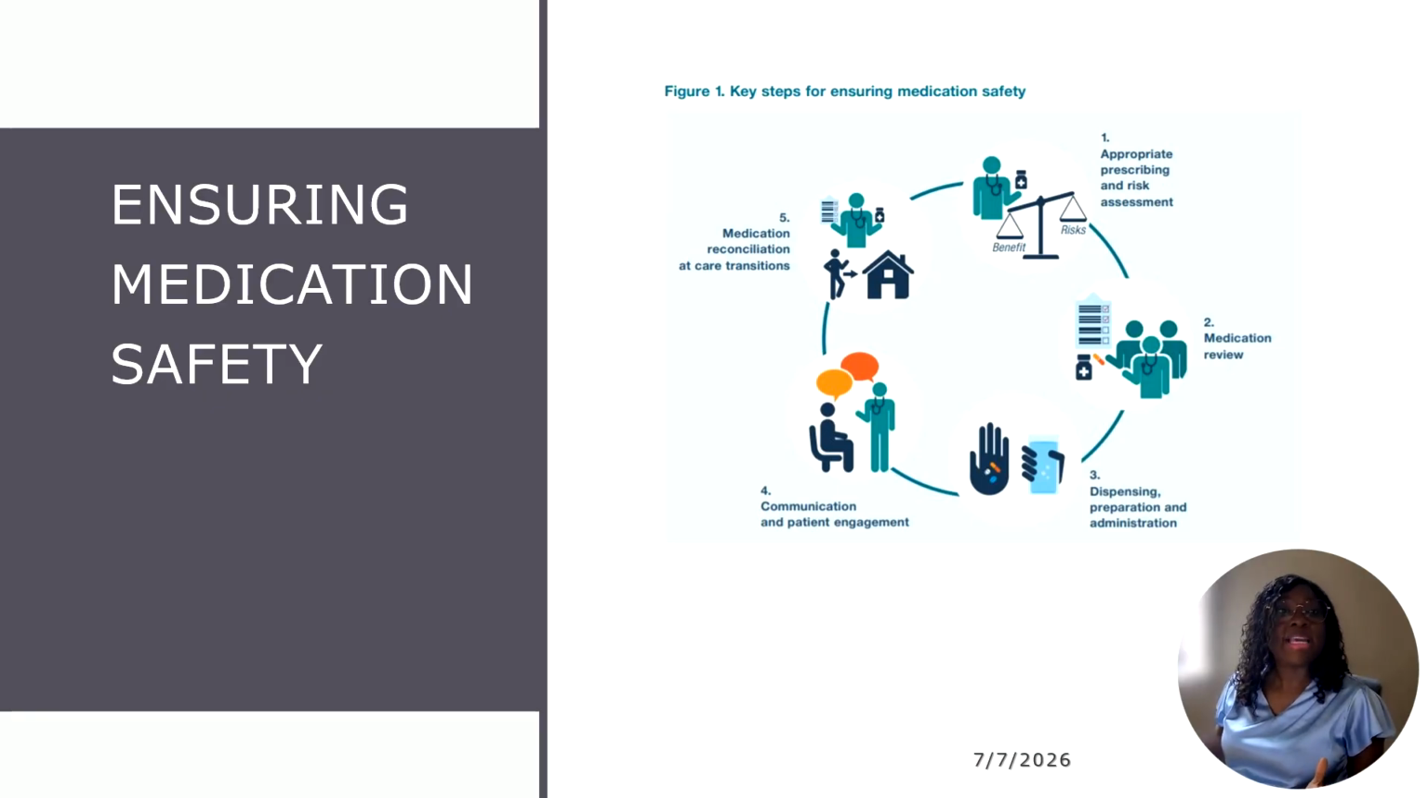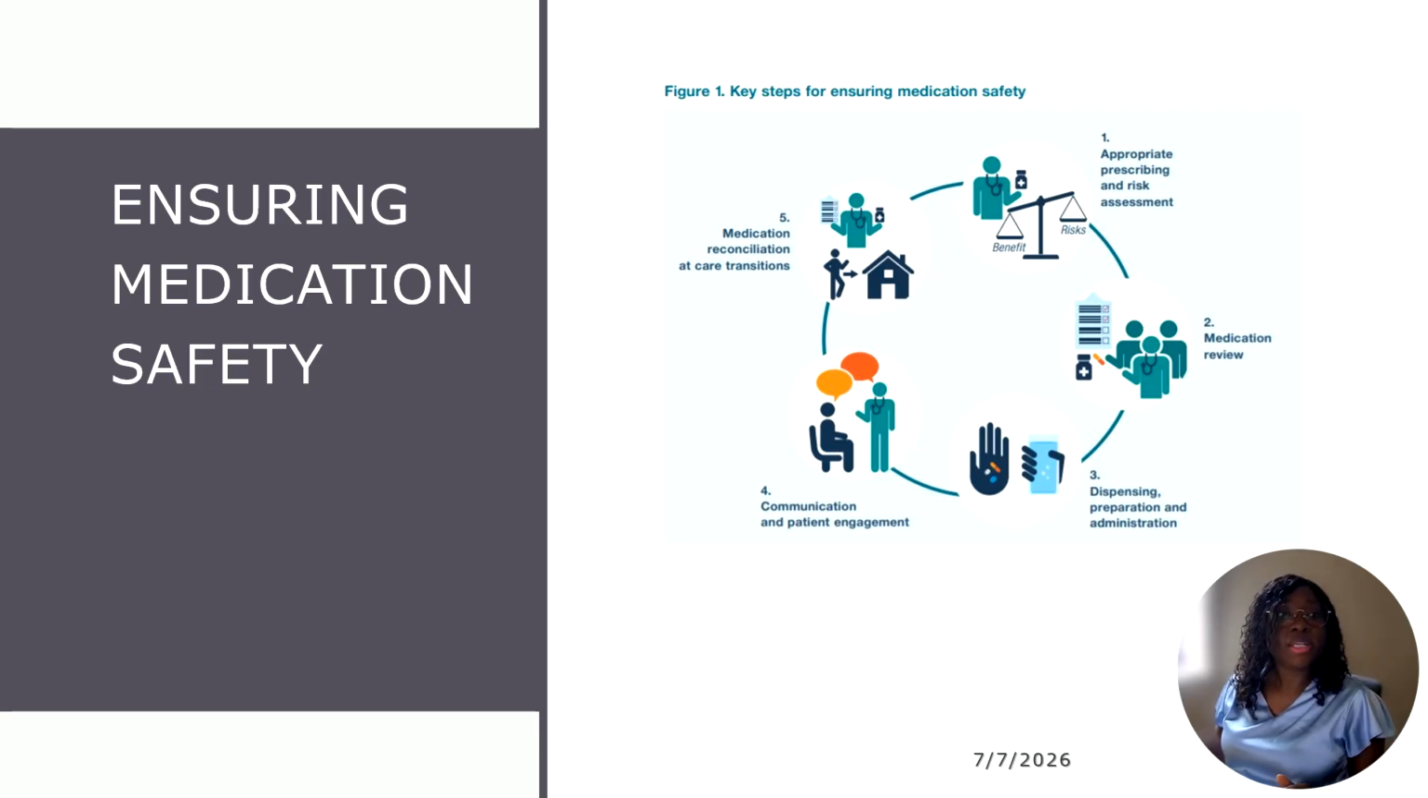Now, let's talk about key steps in ensuring medication safety. Number one, appropriate prescription and risk assessment. This is important before prescribing any medication. Consider the side effects and contraindications for that particular patient. Number two, review previous medications and assess whether there is any cross interaction with a new prescription that is going to be ordered.